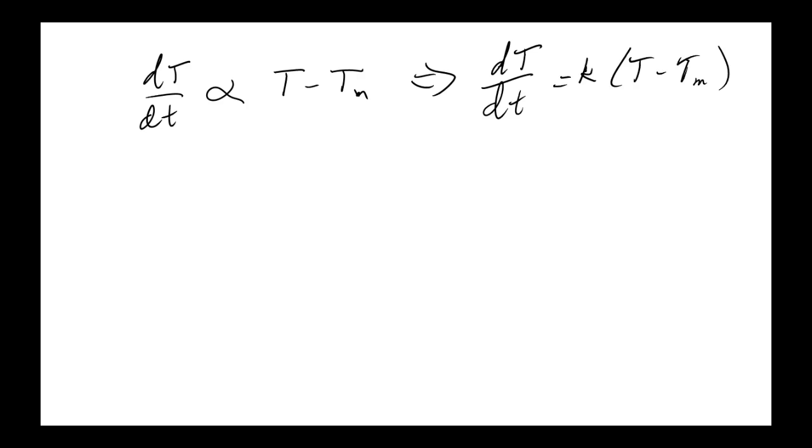The closer they are together, the slower. The further they are apart, the more rapid the change. And that makes sense. No one had come up with it until Newton did. That's Newton's law of cooling or heating.